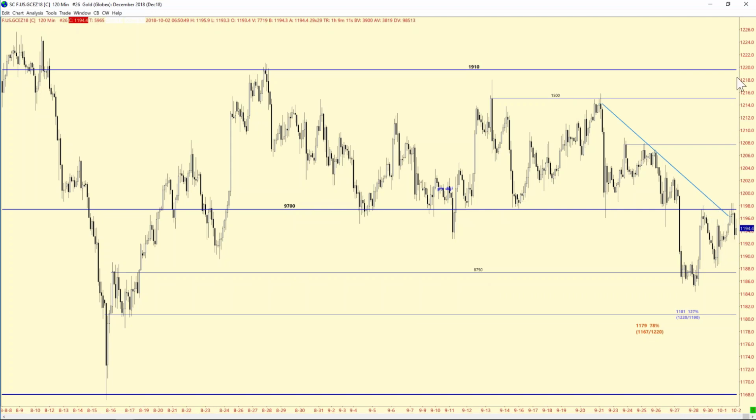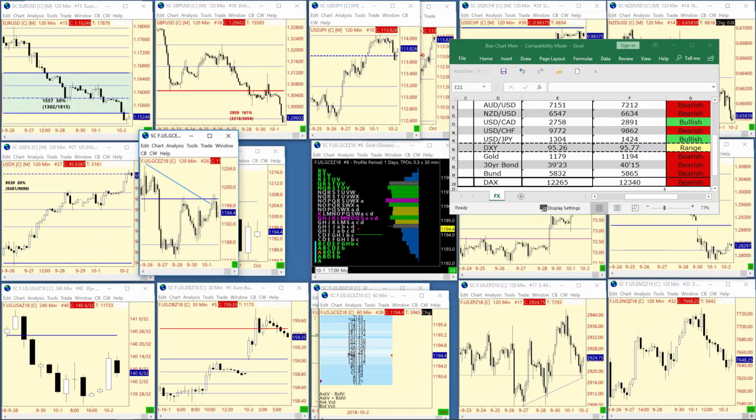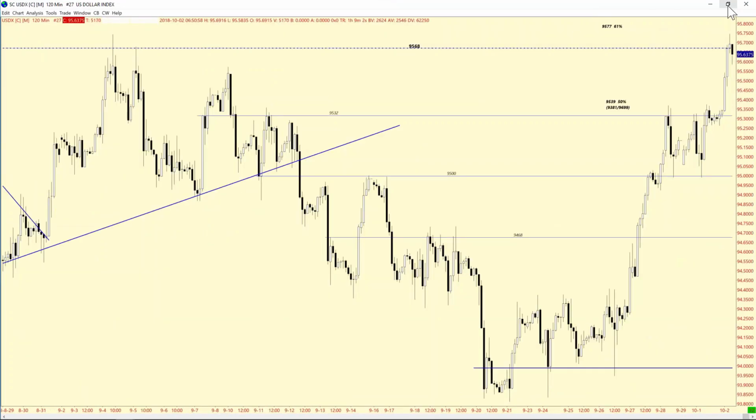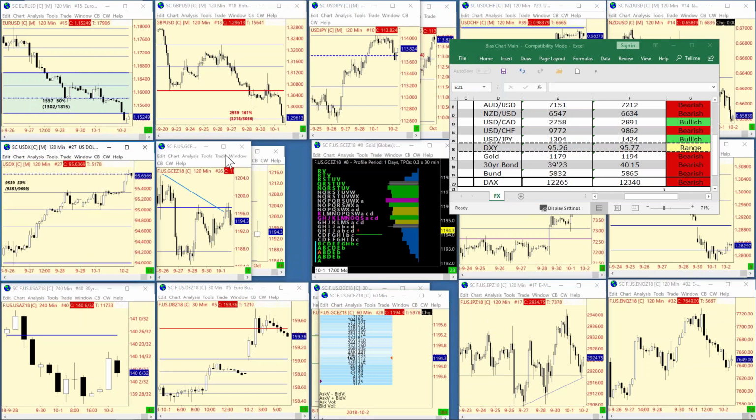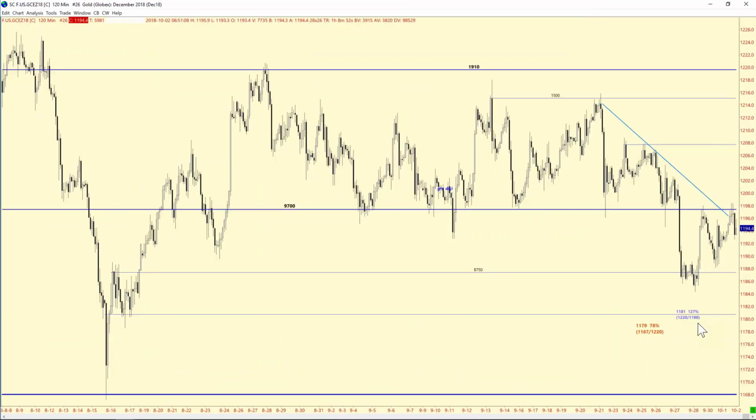diverge from the dollar strength, and you have to give it its props, because here's the dollar really moving way up here, hitting that 95.68 level and then some. And gold could really be under a lot more pressure. We still have that downside target of 1179.